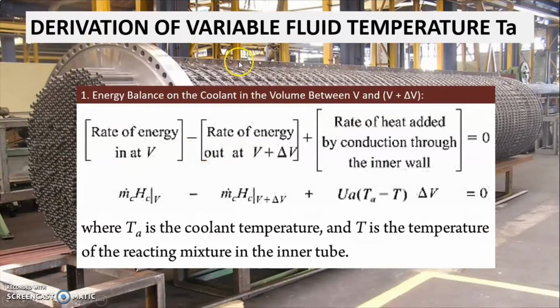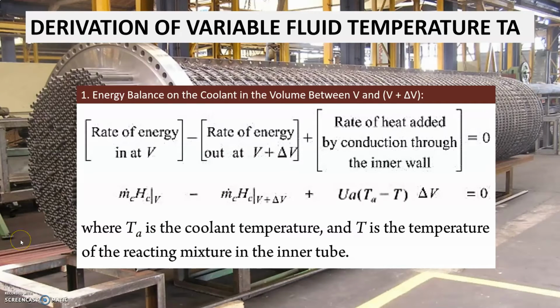So for the derivation of variable fluid temperature, first we must do the energy balance on the coolant in the volume between V and V plus delta V. This is the formula, as you can see here. The rate of energy in minus the rate of energy out, plus the rate of heat added by conduction through the inner wall. For the rate of heat, we can use this formula, which is Ua times Ta minus T times delta V, where Ta is the coolant temperature and T is the temperature of the reacting mixture in the inner tube.